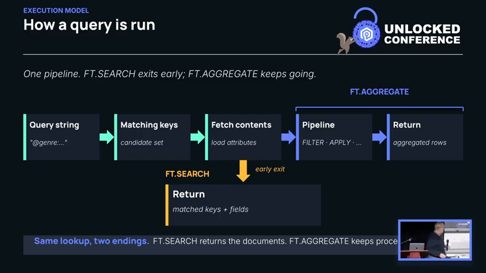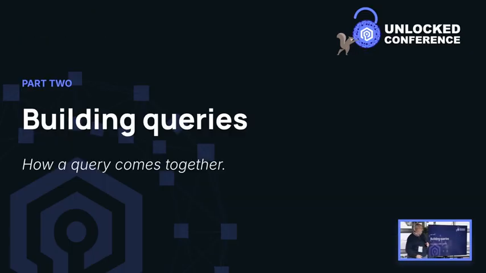So a query operation, you give the query string to us. Operationally, we take that query string, we find the keys that are associated with it, we go out to the Valkey database, we fetch the contents of those keys, and if you're doing a search, it's an early exit, you just get those back. Or if you want to do aggregation on them, you use the aggregate command, they go into the processing pipeline, and the results of that get spit out.